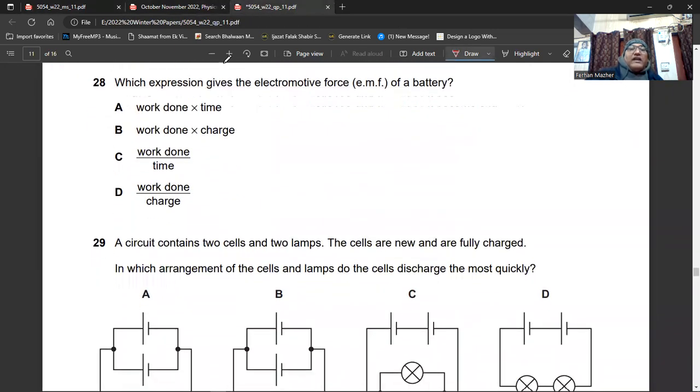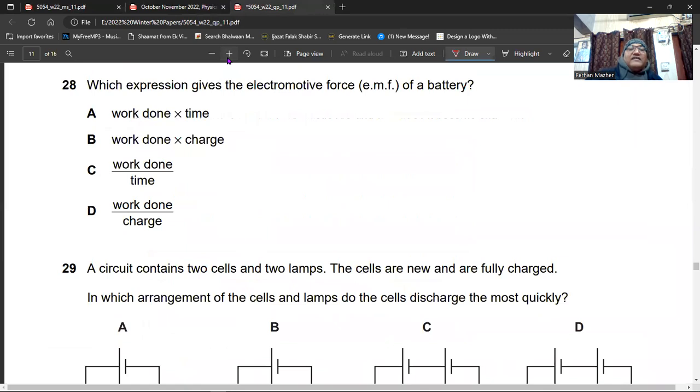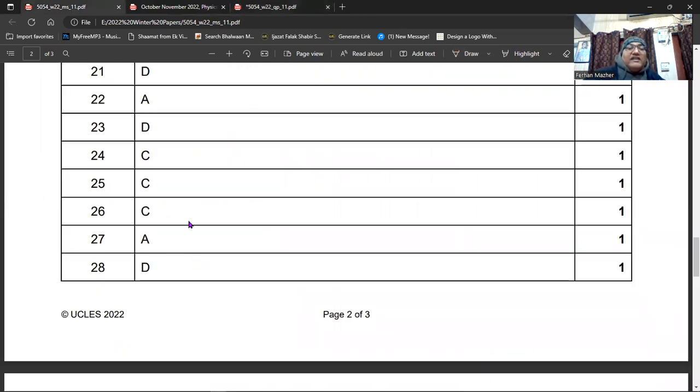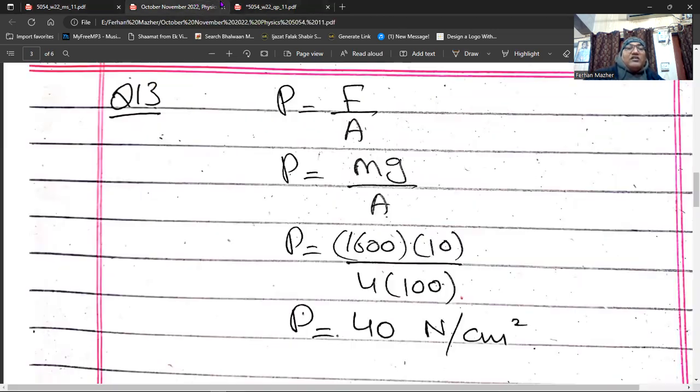Okay, question number 28 we have, and it says, which expression gives the electromotive force of a battery? Electromotive force is the work done to move the unit charge in a closed circuit. The work done to move the unit charge, which means work done divided by the charge. So I think D is the best option. Question number 28, D is the right option, sir.